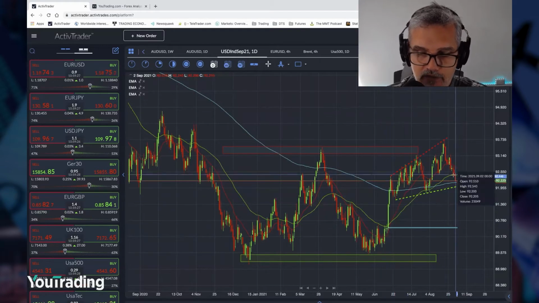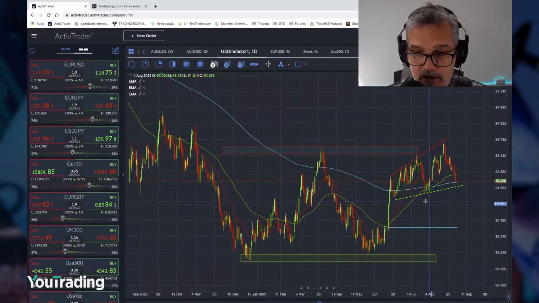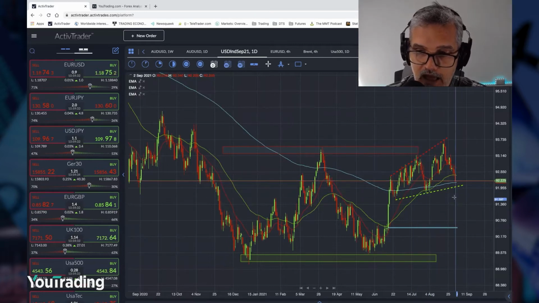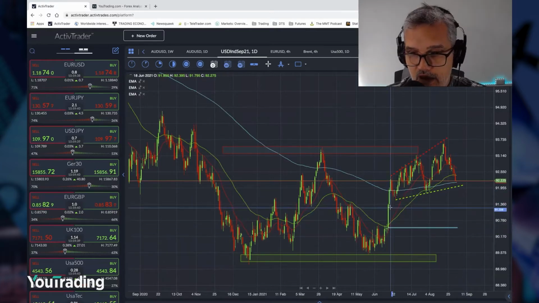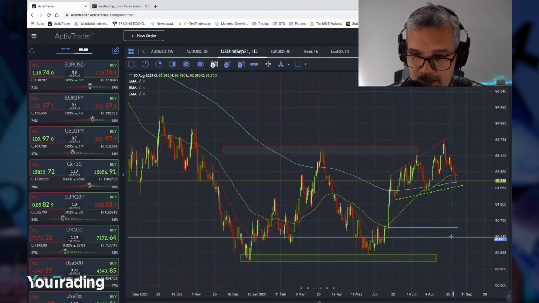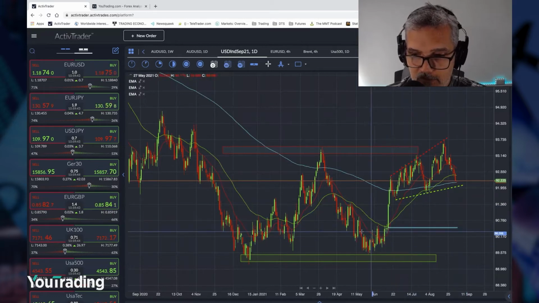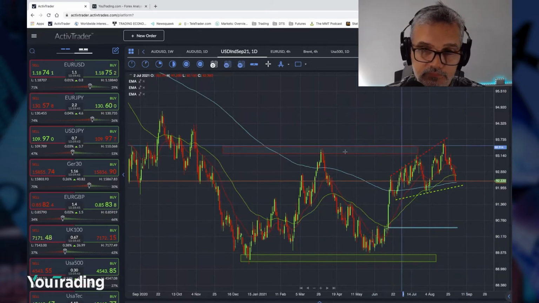So if price action gets below this swing high, assuming it's not just a sweep of the lows to take out the stops, there is not a lot holding up this market. It's just this thin couple of days' worth of action here, and that could easily collapse down to the bottom and back into the $90 range.